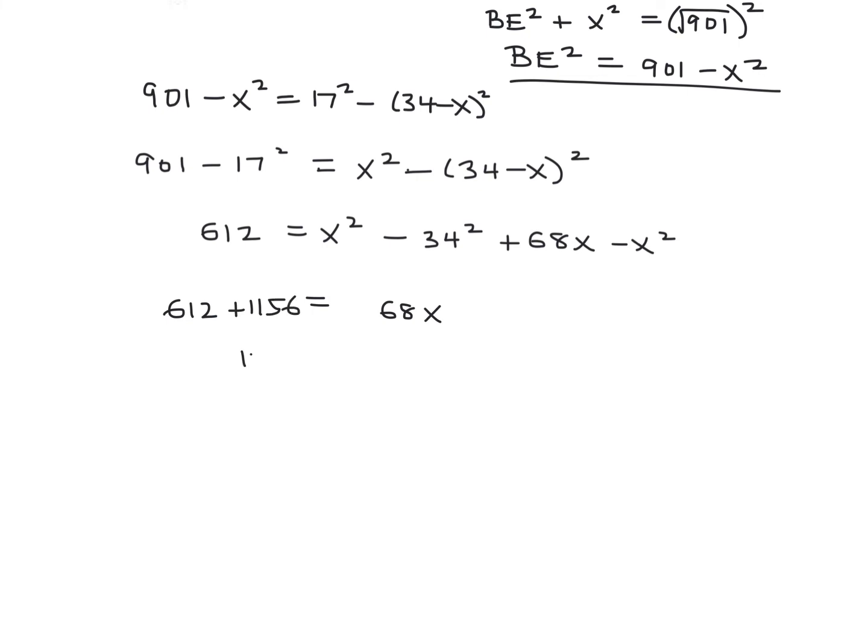So that means we have 1768 divided by 68 is x, and therefore x is 26. And that's what they wanted. EC represents x, so therefore EC is 26.